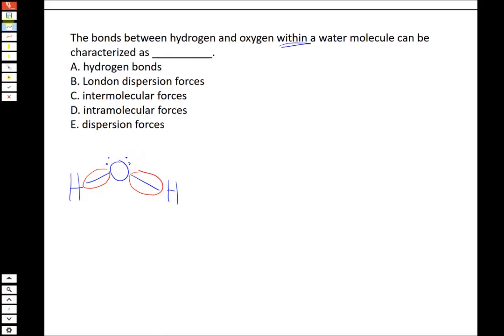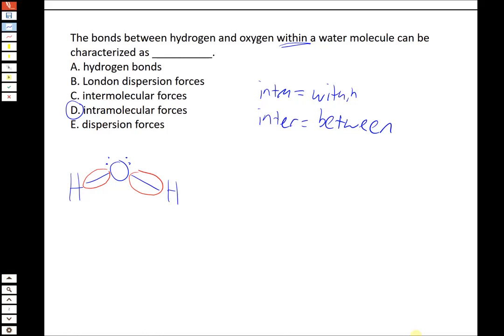So this type of force, which is a covalent bond, it's not in the answer choices, but that would be more generally classified as an intramolecular force. So you have to remember that in this case, intra means within, and inter means between. So many people on this question either picked choice C, which is intermolecular, or choice A, which is a specific type of intermolecular force, hydrogen bonds. But again, that's only when we're talking about forces between two or more water molecules.